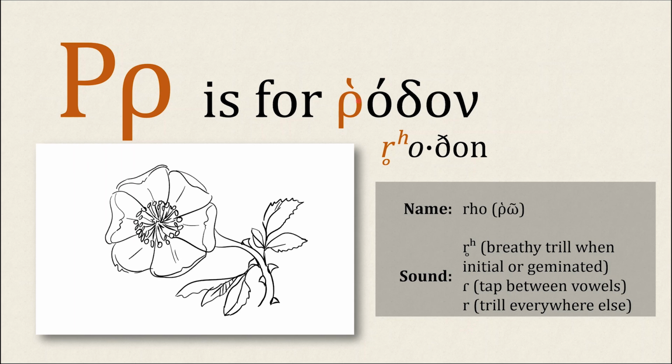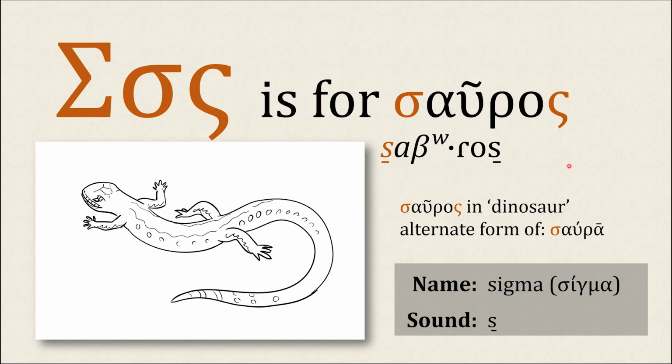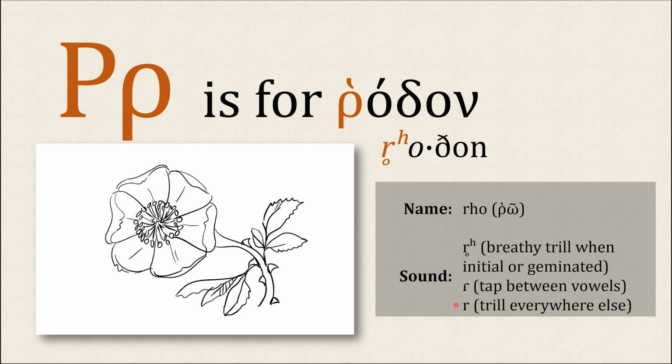R is for rodon. A rodon is a rose. The name of the letter is ro. It's a breathy trill when it's initial or when it's geminated. So a double letter ro is a breathy trill. Between vowels, it's a tap, like in the next word, sauros. There's a tap between there. And it's an r trill everywhere else. Any other kind of situation will be an r trill.